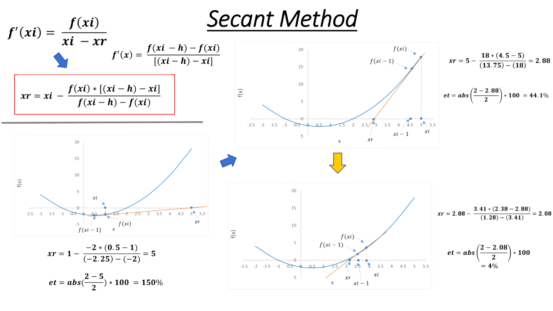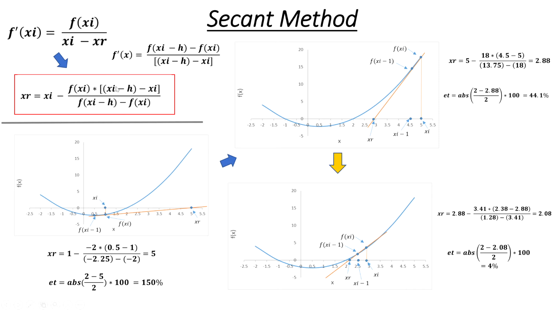So in this lesson we're going to go through the second method of open methods, which is the secant method. As I have mentioned in a previous lesson, the secant method is actually the Newton-Raphson method where we approximate the derivative. So let's see how the technique would change in terms of expressing the xr, and also go through 3 iterations as we have done with the previous 3 methods.